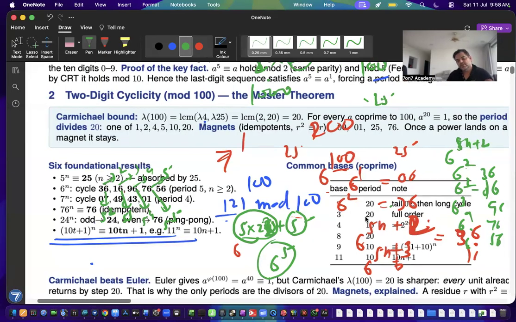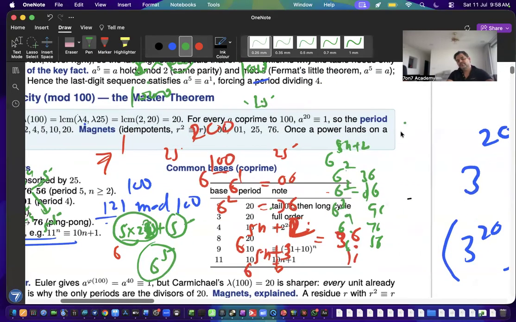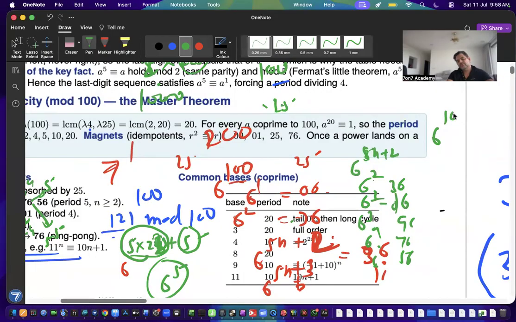So if someone says, okay, you have 6 raised to 1005, what is the cyclicity? This is a multiple of 5 plus 5, no? So then you have to get a multiple of 6 raised to 5. This is gone, and then 6 raised to 5 anyway appears over there. It is 76, not 56. If it were 6, it would be 56. That's how you do this combined 6.